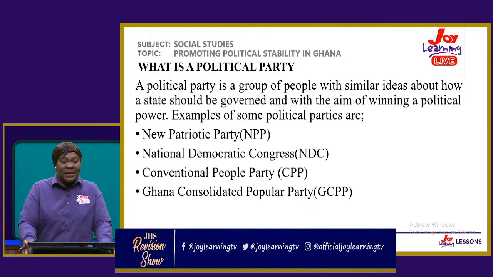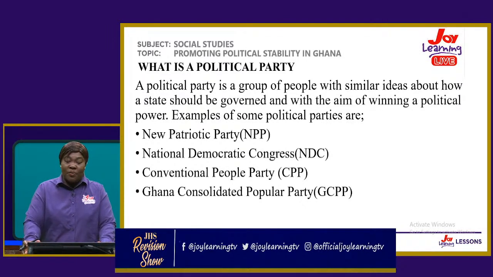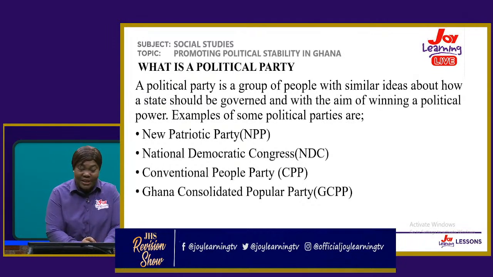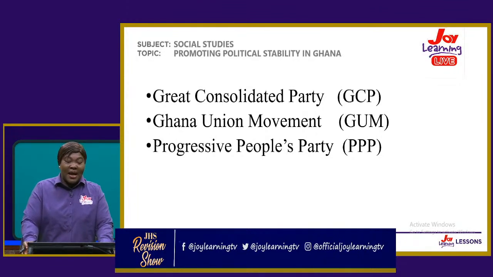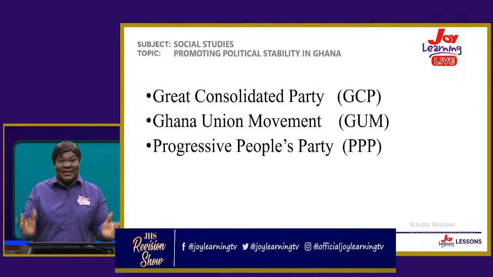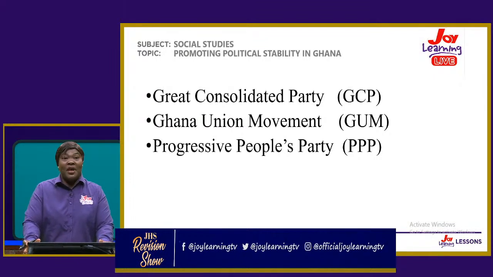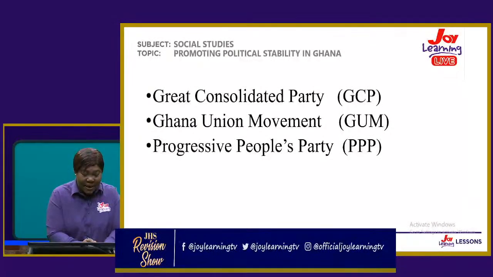Now, let's look at what a political party is. A political party is a group of people with similar ideas about how a state should be governed, with the aim of winning political power. Examples of some political parties in Ghana are the New Patriotic Party, that is NPP, the National Democratic Congress, NDC, Convention People's Party, CPP, Ghana Consolidated Popular Party, GCPP, Great Consolidated Party, GCP, and Ghana Union Movement, GUM, as we all used to say. That's G-U-M. And then Progressive People's Party, PPP. So all these are some of the political parties in Ghana.